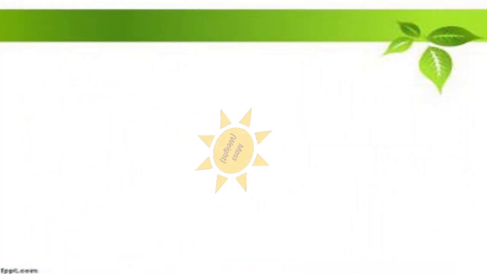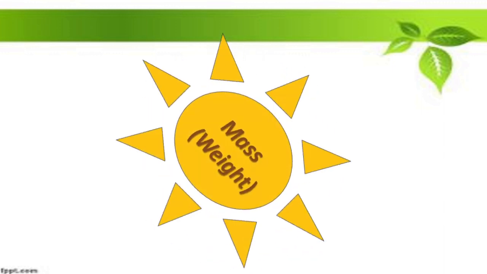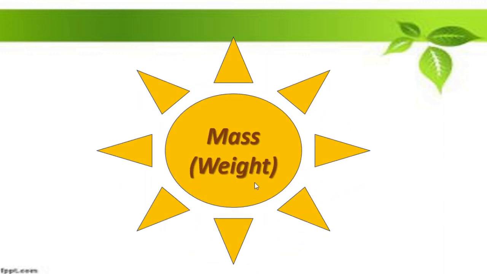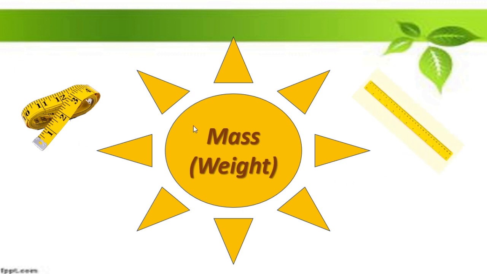Now see here. This is called mass or weight, Vajan. Okay? Mass or weight, both are the same. See this? This is a tape and this is a ruler. We use these tools to measure the length of a given object. Isn't it? Like that only, we have different tools to measure the mass or weight of a given object.